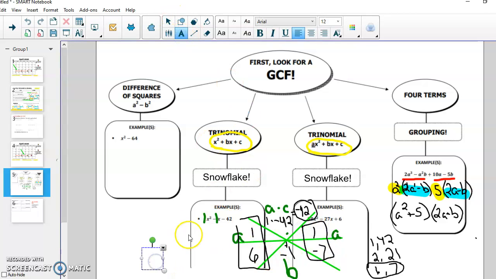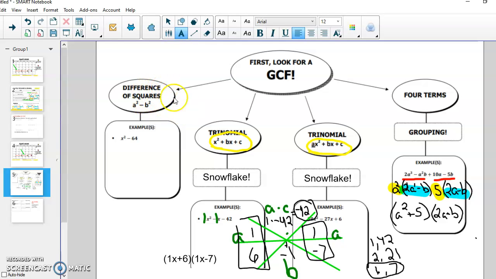So I'm going to go ahead and do this here over to the side. I'm going to take the number on the top and put it with my x. So 1x plus 6 and 1x minus 7 makes my solution. So there is our quick review of our snowflake method. Anytime we see a trinomial, whether it is just the x or a number in front of the x, we can use that snowflake method.